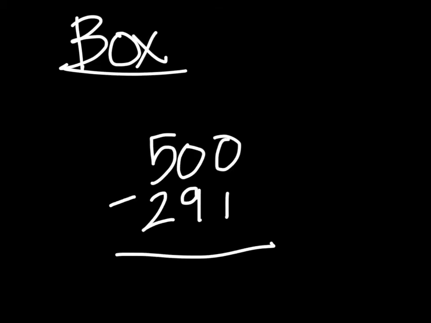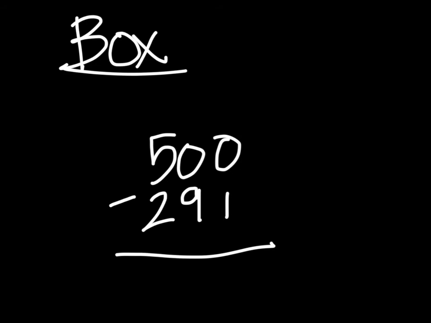Okay, so the next method that we are going to look at is called the box method. This one's kind of fun. You don't have to do as much crossing and carrying and regrouping as you have to do with algorithms, so it feels a little bit cleaner to me and helps me really remember what I'm doing.